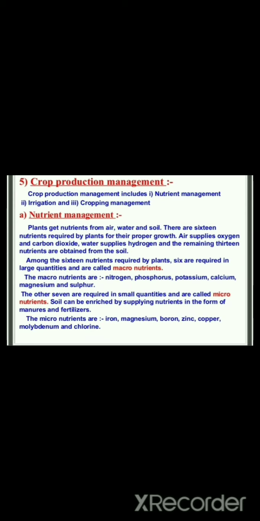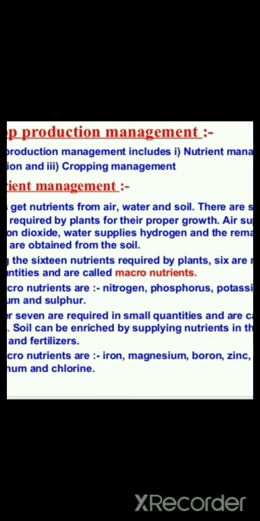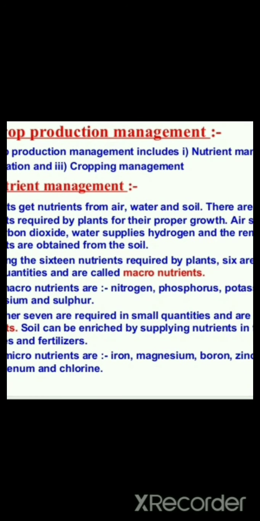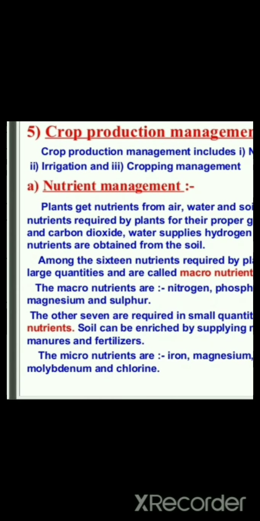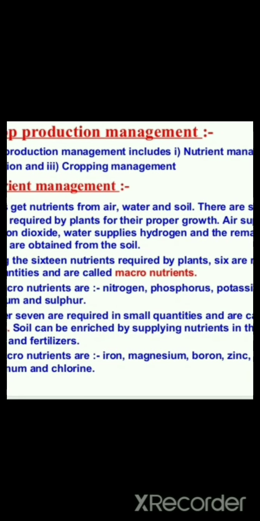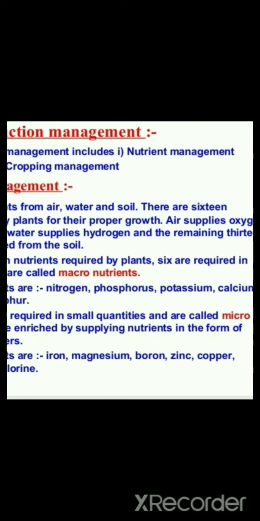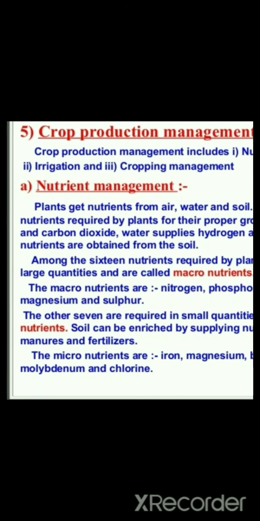Next is crop production management. Crop production management includes nutrient management, irrigation, and cropping management. First, what is nutrient management? Plants get nutrients from air, water, and soil. There are 16 nutrients required by the plants for their proper growth. Air supplies, as we know, oxygen and carbon dioxide. Water supplies, as we know, water is made of H2O, that is hydrogen and oxygen. Obviously, it will supply hydrogen and oxygen. And the remaining 13 nutrients are obtained from the soil itself.